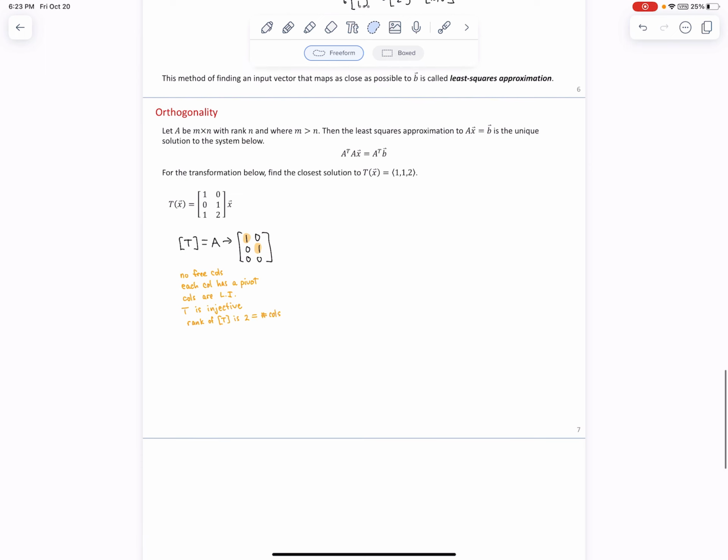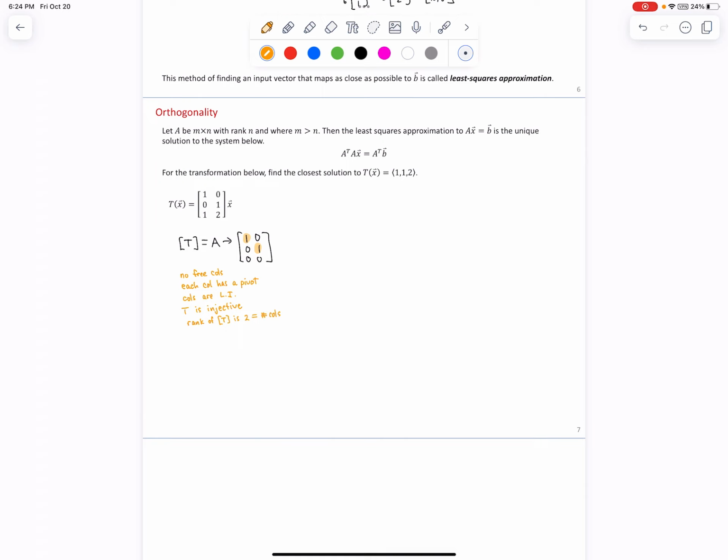There's going to be no free columns when you're solving systems, so there's going to be no free variables. Each column has a pivot. The columns, therefore, are linearly independent, meaning this transformation is injective. And furthermore, it means that the rank of this matrix A, which is the standard matrix of the transformation, is 2. And that matches the number of columns. So these conditions are satisfied. We have m is more than n, and we have the rank is equal to n, which is the number of columns of this matrix.